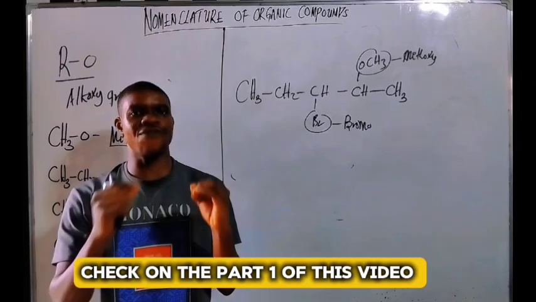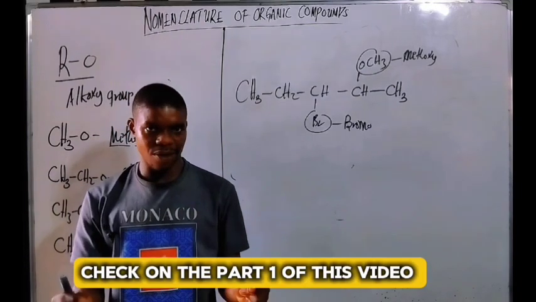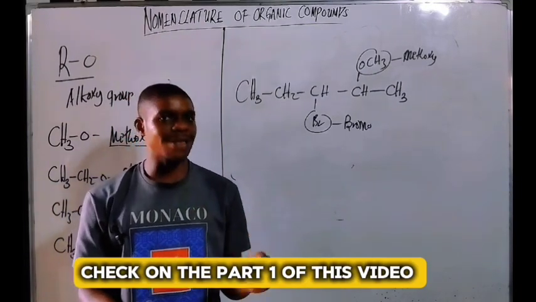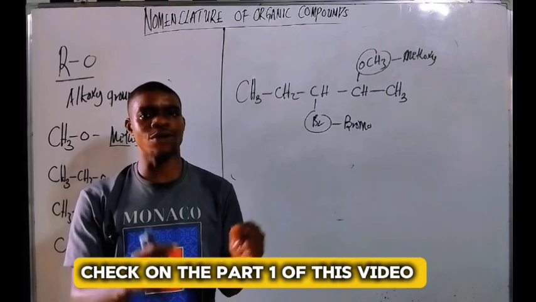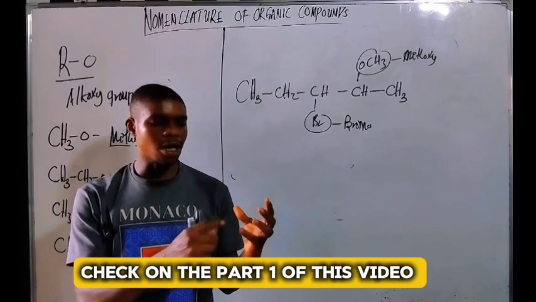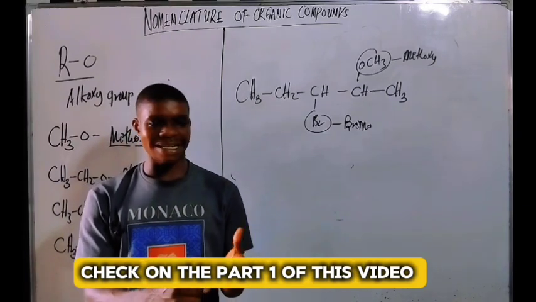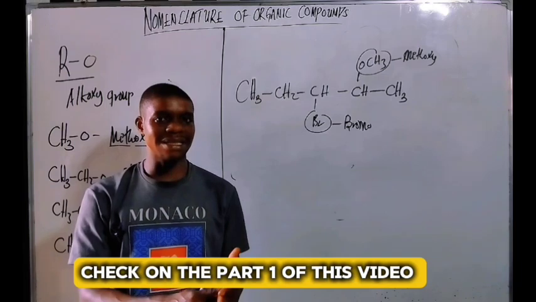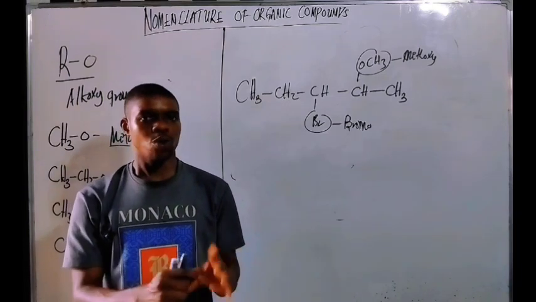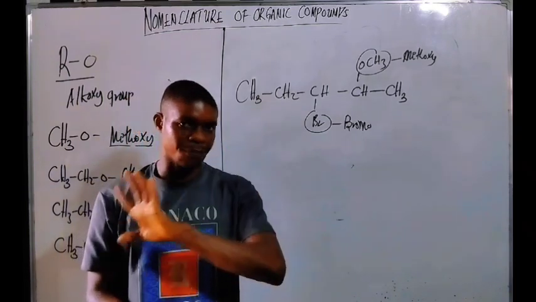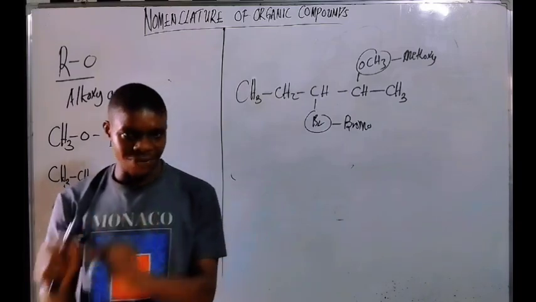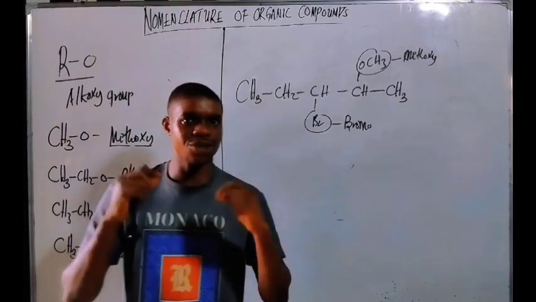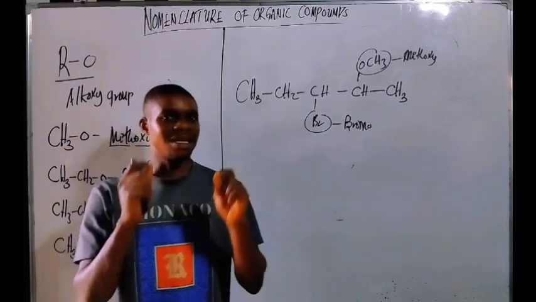Now this is under the nomenclature of the alkane. So if you have not mastered the nomenclature of the alkane, please check the first part of this video. We are talking about nomenclature of organic compounds, part 1. We talked about the nomenclature of alkanes, alkenes, alkynes, carboxylic acids, and alcohols. So we did about 5 different functional groups in that video. Please kindly check out that video because it's going to help you a lot. It's on this YouTube channel here.